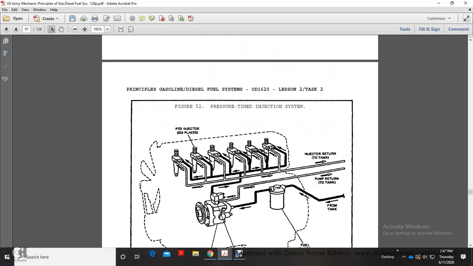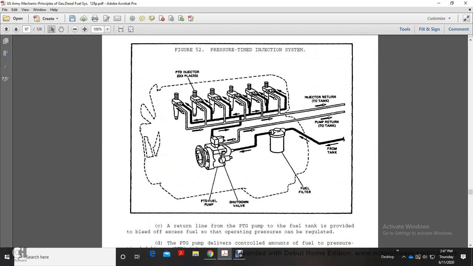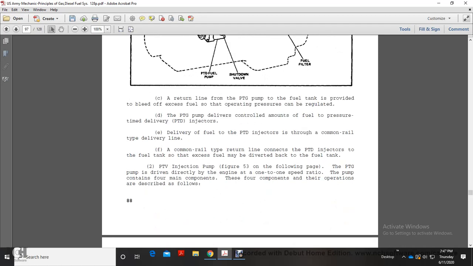This shows your pressure time injection system: the PT gear pump, fuel pump shutdown, fuel filter from the tank, injector, and return to the tank. A return line from the pressure time gear pump goes to the fuel tank. The fuel tank is provided with a bleed-off for the excess fuel, with an operational pressure relief.